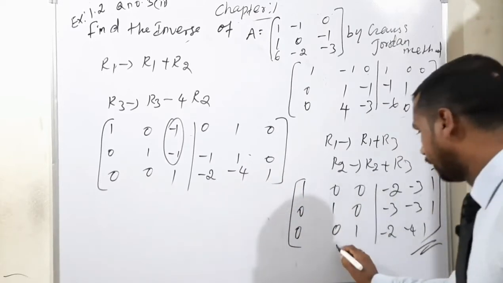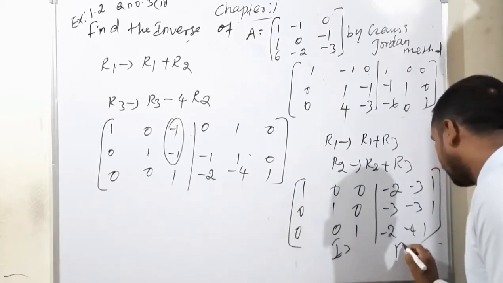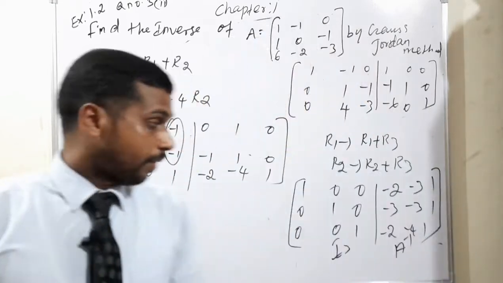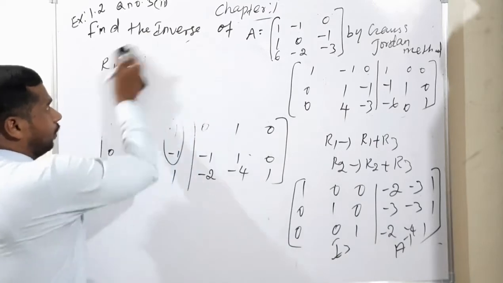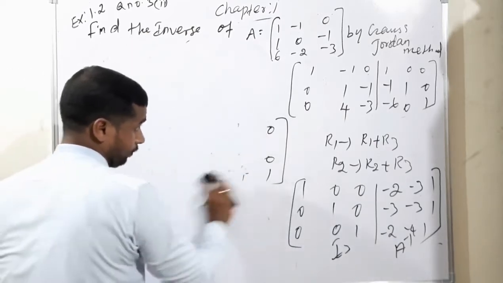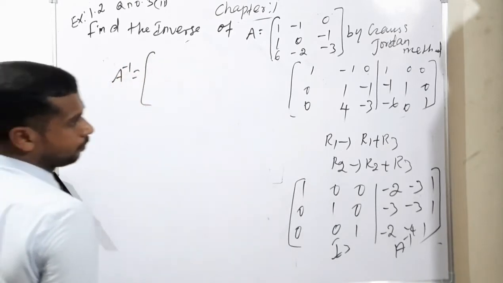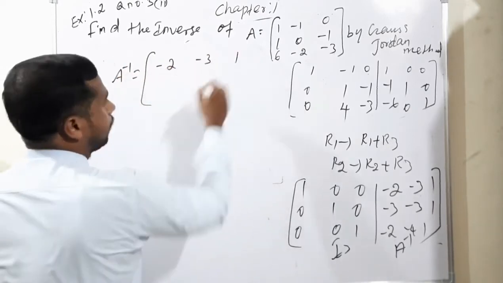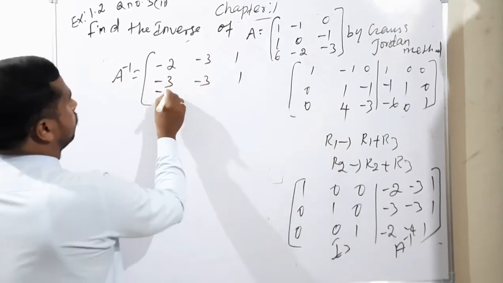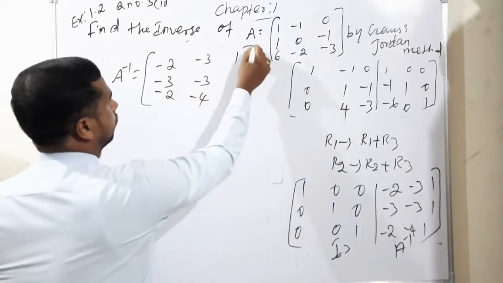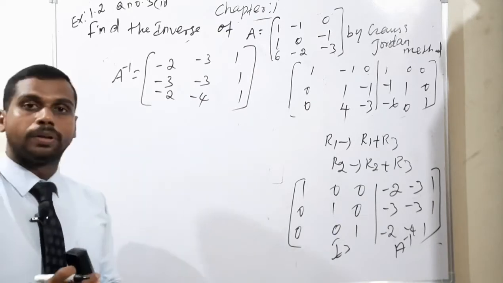So now look at there, this we can call I3. This we have to show I3, and this is called A inverse. Therefore, the final term of A inverse, we need to find the inverse, no? So A inverse is equal to minus 2, minus 3, positive 1. Then minus 3, positive 1. So minus 2, minus 4, positive 1. So this is our final term of the inverse for exercise 1.2, question number 3, subdivision 2.